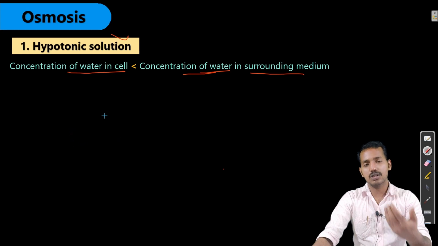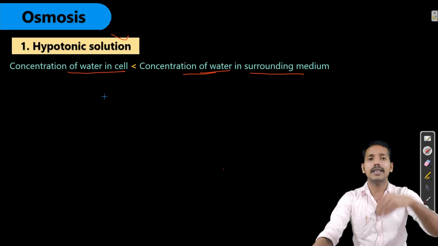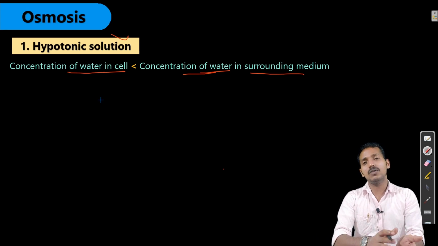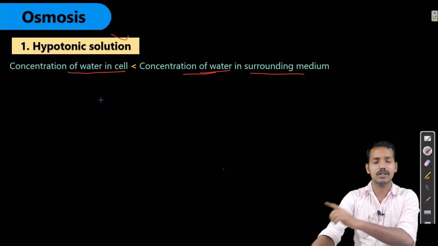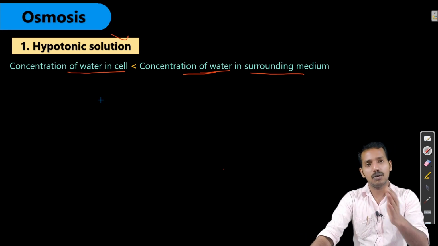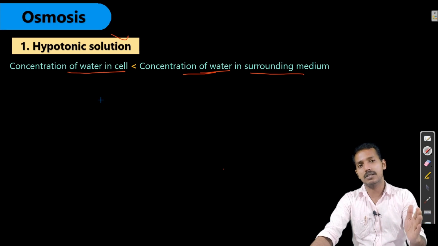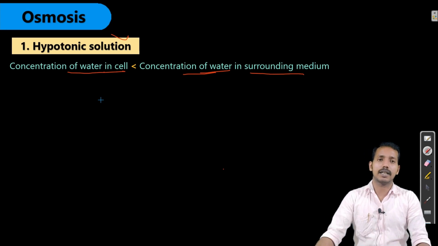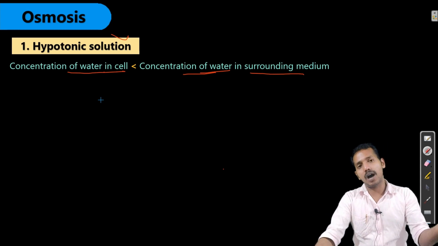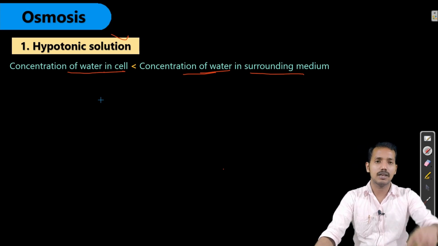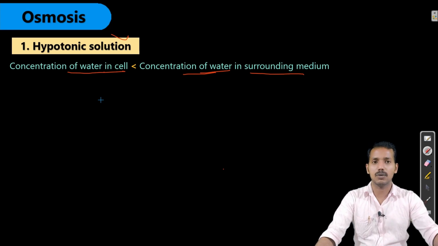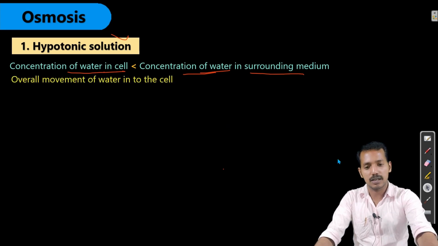In case the concentration of water in the cell is less than that of the surrounding water, what will happen? What do you think? According to osmosis, water will move from the region of higher concentration to the region of lower concentration. So the overall movement of water will take place into the cell, even though movement of water takes place in both directions. Net movement will be from outside of the cell to inside of the cell, because inside the cell the concentration of water is less than that of the outside or in the surroundings. So overall movement will take place into the cell.